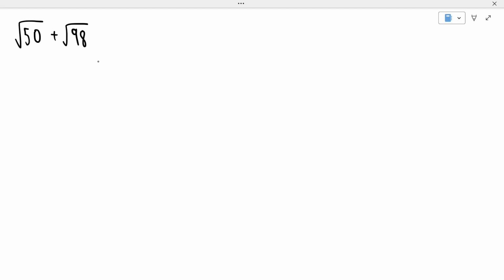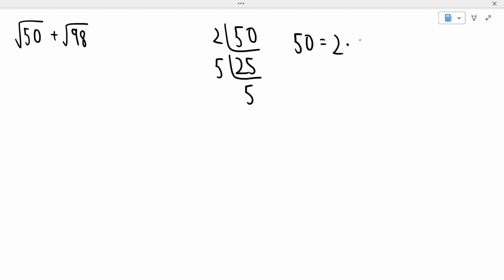And to do that, the first thing we need to do is to find the prime factorizations for each number. So we'll simplify square root of 50 first. 50 divided by 2 is equal to 25, and 25 divided by 5 is equal to 5. And 5 is a prime number, so we can't factor this any further. So the prime factorization of 50 is 2 times 5 times 5. Whenever we have a pair of repeated prime factors in the prime factorization, it results in a single factor of that number in the answer.